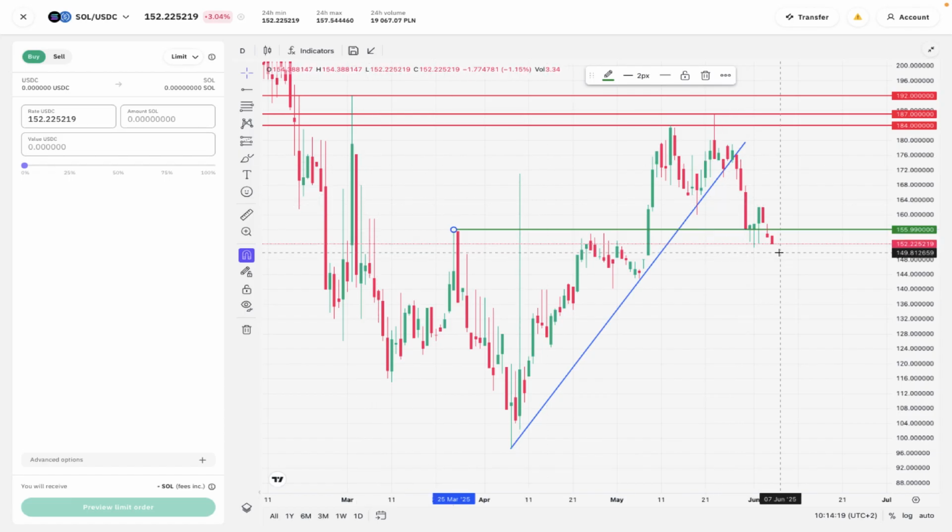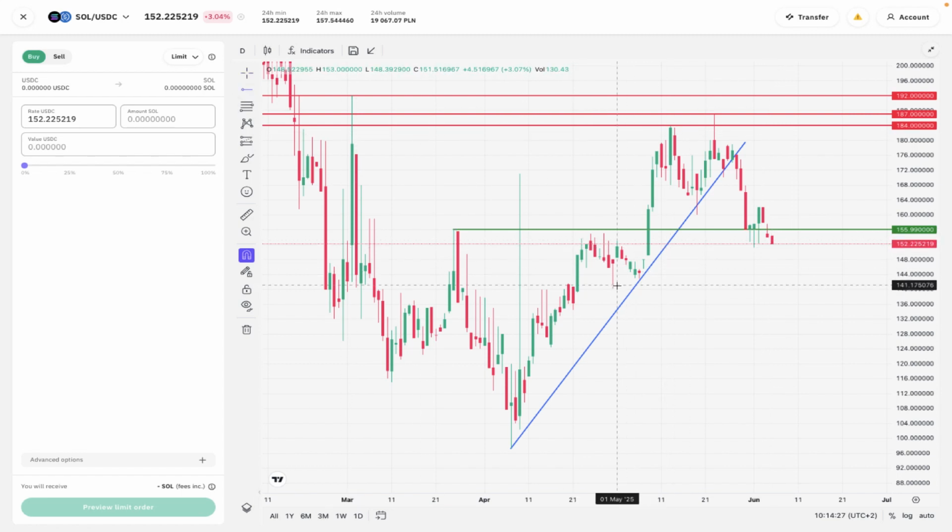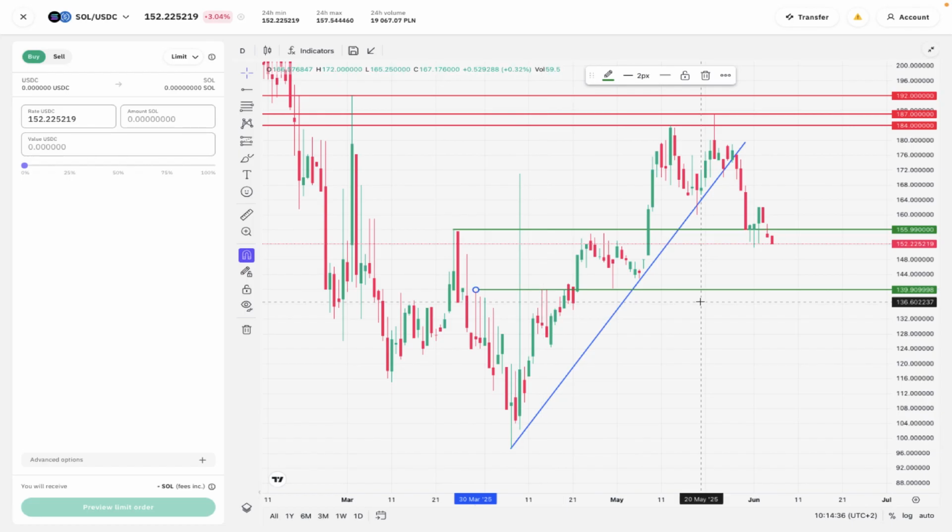Now we got this technical support at 156 now violated on the Solana market. Maybe it will turn resistance quite soon. Now we got another technical support located at 139.90, so basically 140. And this is the next target for the bears if they push the prices, of course, way lower.